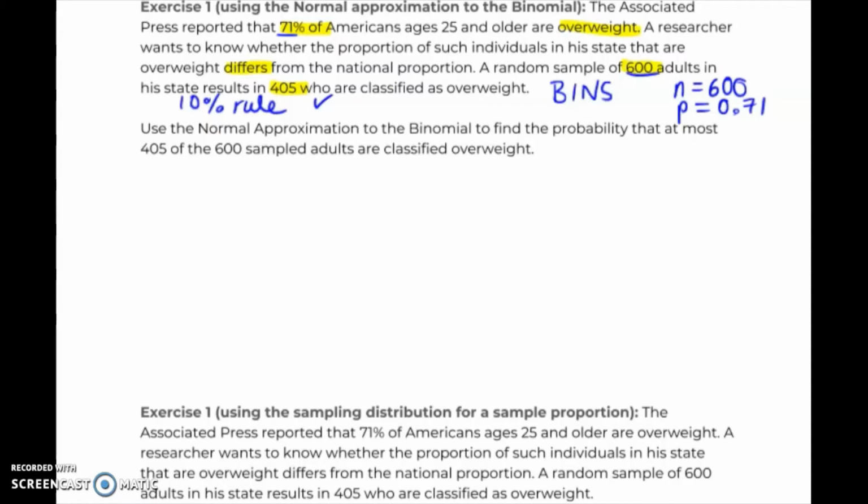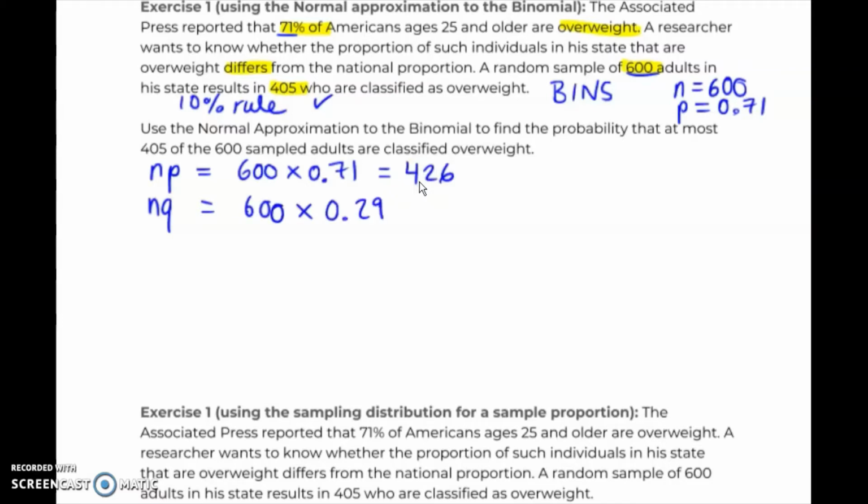So we're going to check our rule of thumb, which is the n times p and the n times q. n times p is 600 times 0.71, and that is equal to 426. And then we have n times q, which is our expected number of failures. That's 29% of 600, and that's 174. Again, both those numbers add up to our total sample size. So both of them are larger than 10.